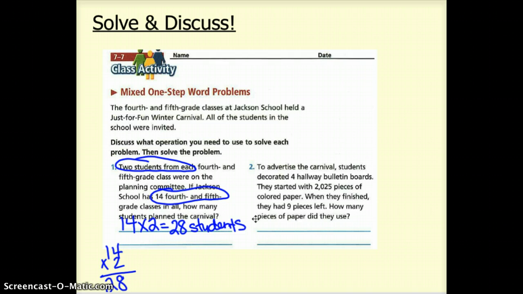Alright, let's look at number 2. To advertise the carnival, students decorated 4 hallway bulletin boards. They started with 2,025 pieces of colored paper. When they finished, they had 9 pieces left. How many pieces of paper did they use?